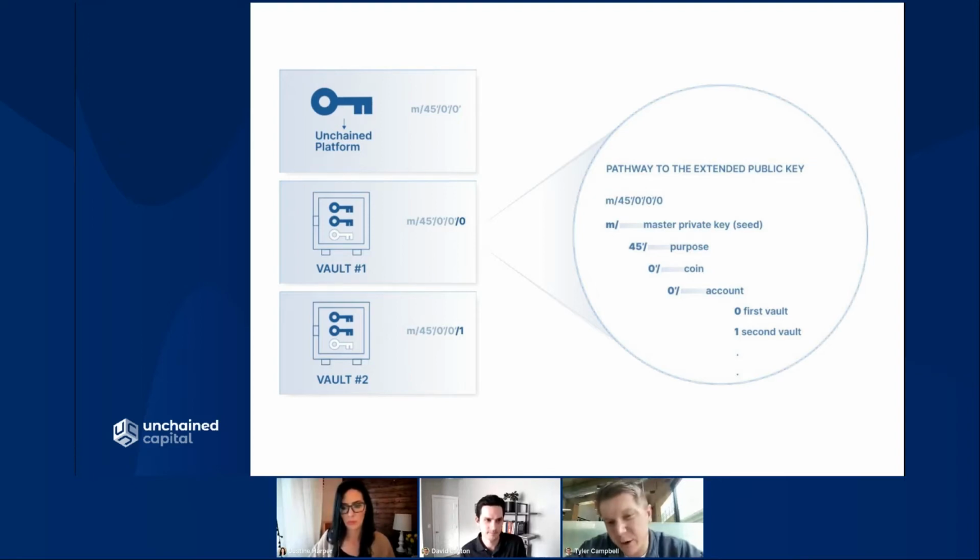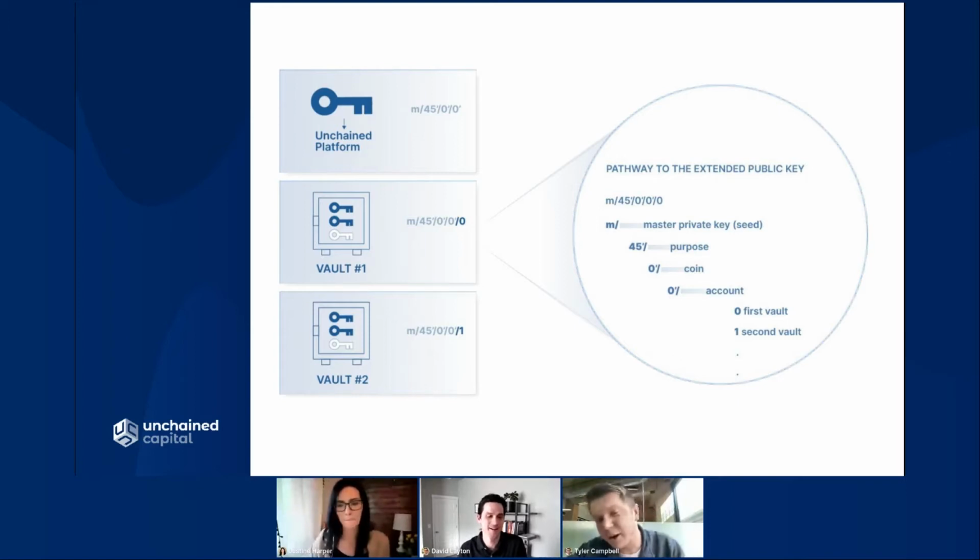That next 0, so we have M/45 and then 0, that's the coin level depth. So 0 is always going to be Bitcoin. That might be incremented up to 1 if you're working with testnet, for example, like testnet Bitcoin. Any other type of cryptocurrency is going to use another number there, and it probably speaks volumes that I don't really know what any of those are. So 0 is going to be Bitcoin, and that's what we're going to focus on.